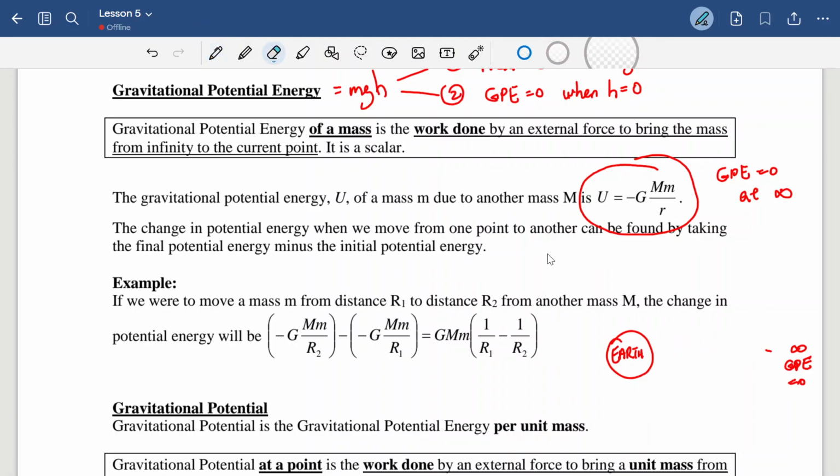At infinity is 0, and as we move nearer to Earth, you know that there's a loss in GP. So from 0, you lose GP, you get negative GP. So GP is always negative. Okay, now let me explain using force, time, distance.